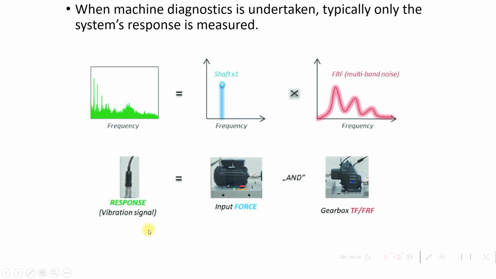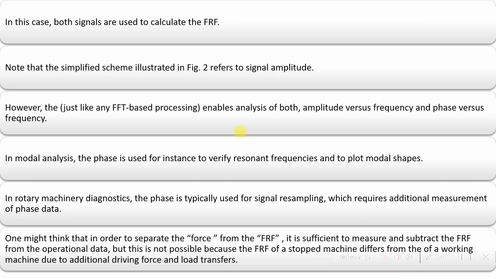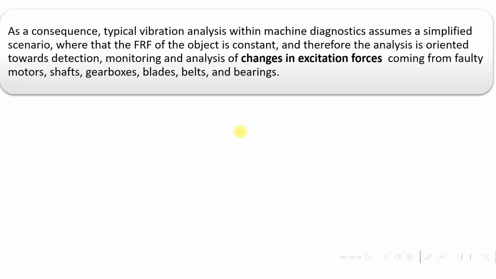you can see this figure. Let us, for example, take a stationary machine, that means it is not under operating condition. Now if you wanted to subtract the FRF from these two, that is the frequency response and force, it is not possible, because once the machine starts working, that FRF is different from the stationary FRF. Because why? Because additional forces will be developed.